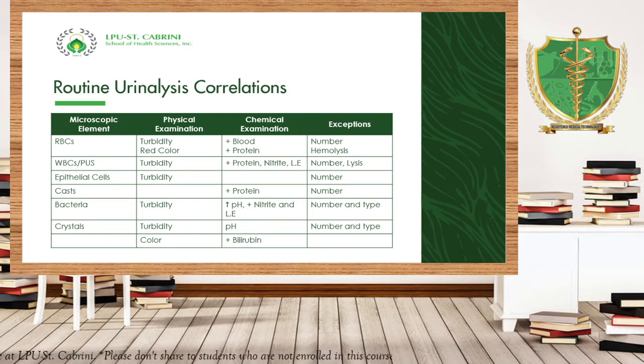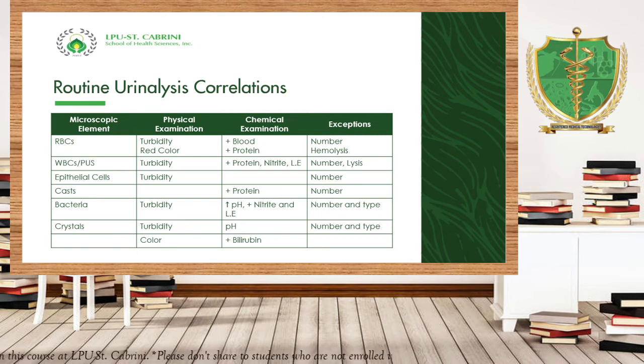However, hindi po laging positive sa nitrate, ha? Hindi laging positive. Tandaan, nitrate will only be positive if there is a presence of nitrate-reducing bacteria. Okay? So for epithelial cells, turbidity, yes. Exemption number, casts, protein. Again, why protein? Because that is the matrix of the cast, the Tamm-Horsfall protein or uromodulin. Bacteria: turbidity, chemical examination, increase in pH, positive in nitrate and leukocyte esterase.